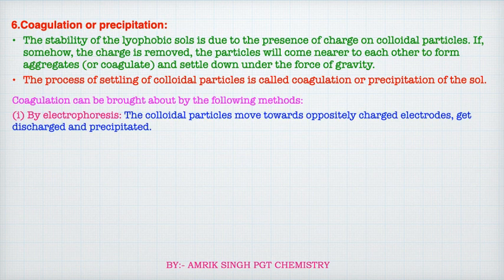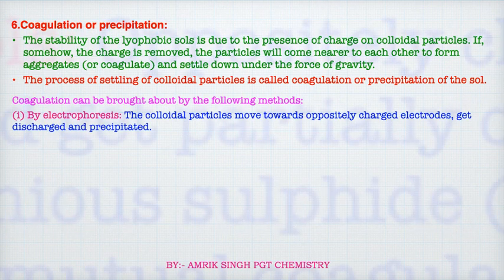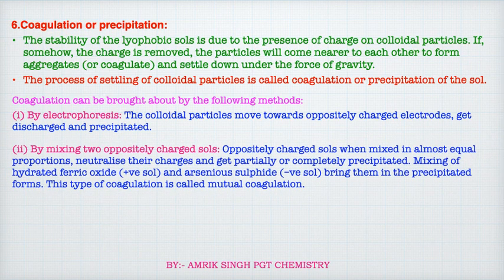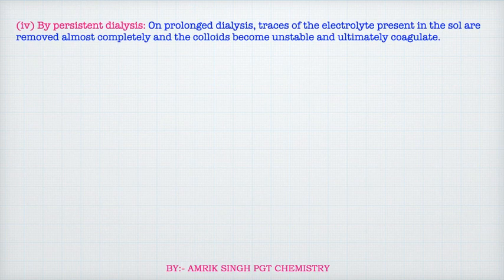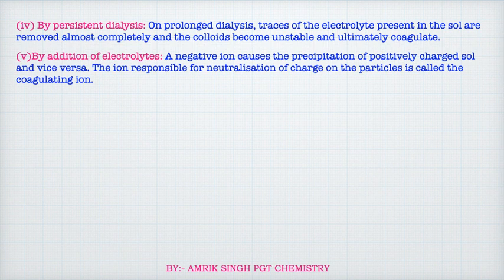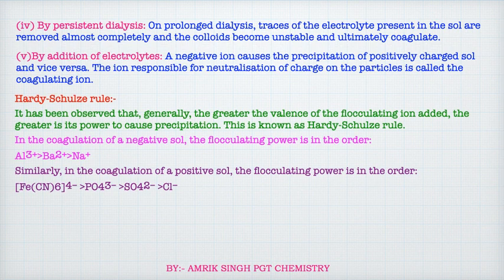Coagulation can be brought about by the following methods: by electrophoresis, by mixing two oppositely charged sols, by boiling, by persistent dialysis, and by adding electrolyte. A negative ion causes precipitation of a positively charged sol and vice versa. The ion responsible for neutralization of charge on the particle is called the coagulating ion.